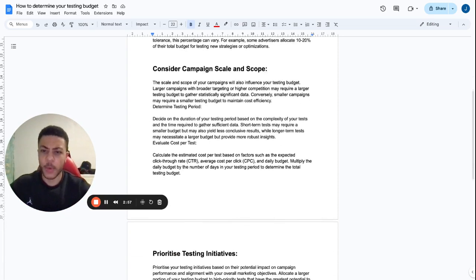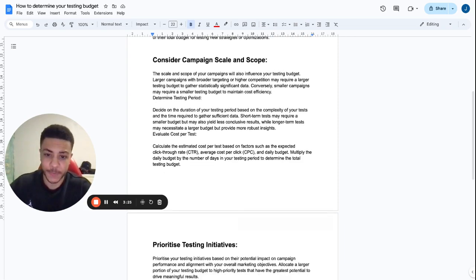Next, you want to evaluate cost per test. So, how much does it cost per campaign test that you do, or per test of ad copy that you do, or test of a landing page that you do? So, essentially, how much does it cost per test? You want to calculate the estimated cost based on factors such as expected click through rate, average cost per click, and your daily budget. To do this, you want to multiply your daily budget by the number of days in your testing period to determine your testing budget.